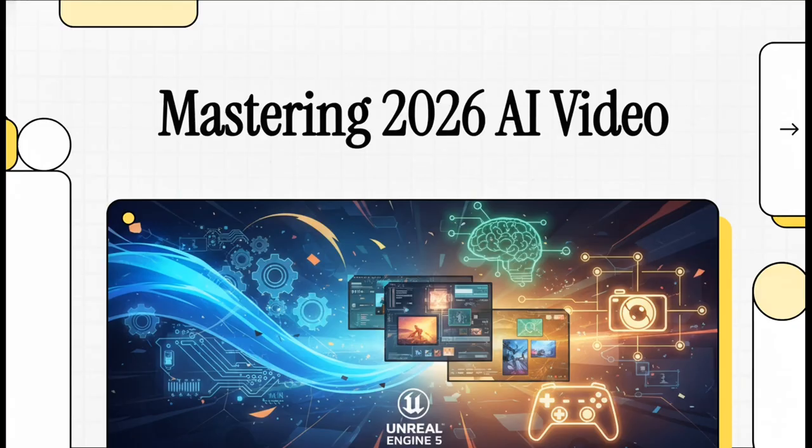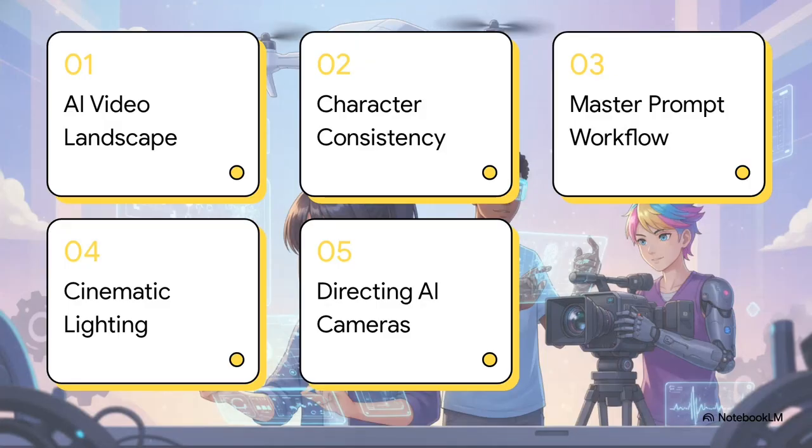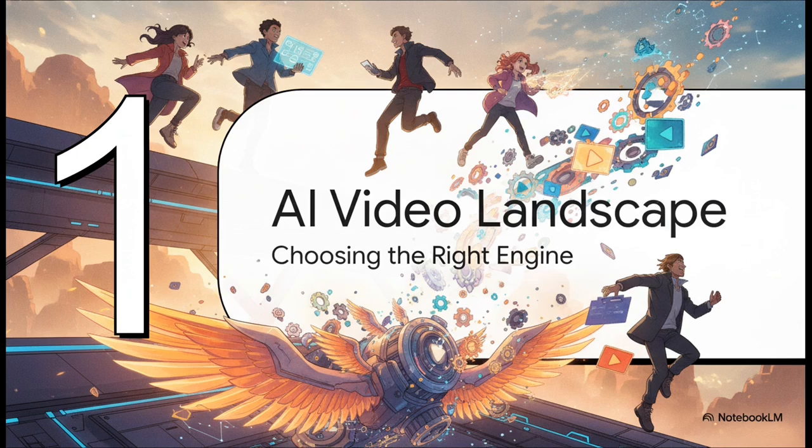Let's dive right in. Here's a quick look at our roadmap for today. We'll start with the 2026 AI video landscape, move on to solving character consistency, break down the master prompt workflow, tackle cinematic lighting, and wrap up with directing characters and cameras. It's a full syllabus. Okay, part 1, the 2026 AI video landscape.